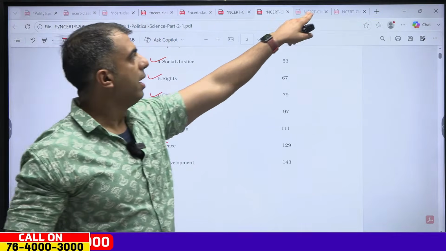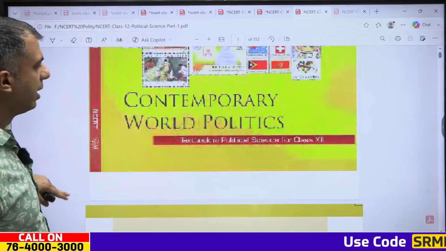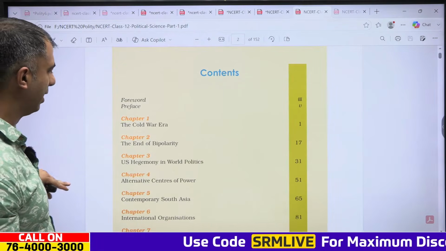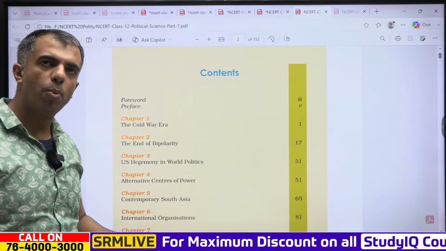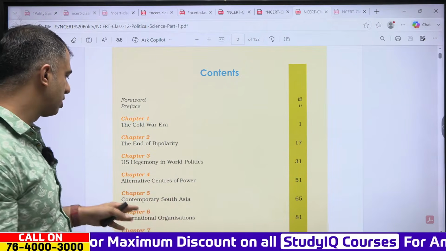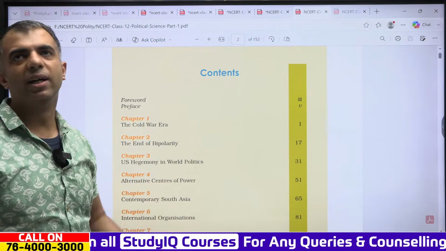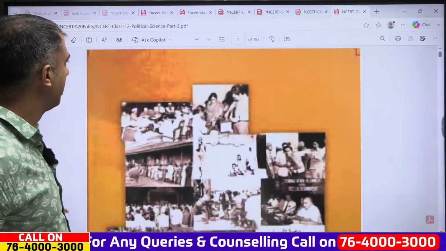Next, moving ahead, if we have a look at contemporary world politics, this is class 12th NCERT, and you need not go through it. There is no point in going through it. In general, you can just go through the international organizations, and that can be covered outside the Indian polity part. So no need to go through the class 12th NCERT.